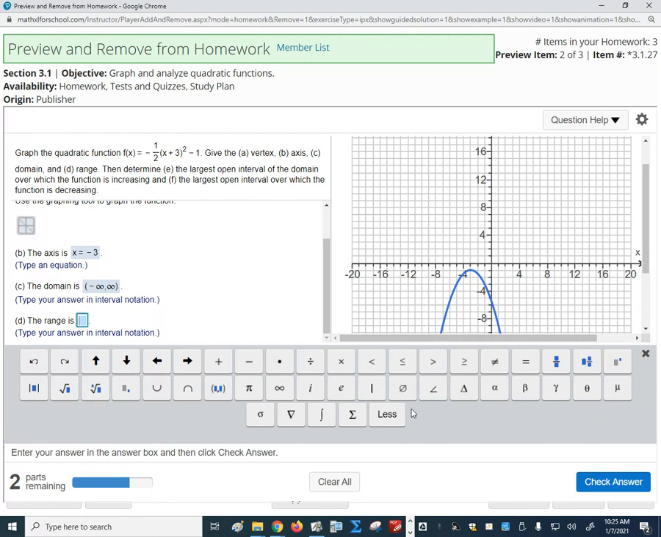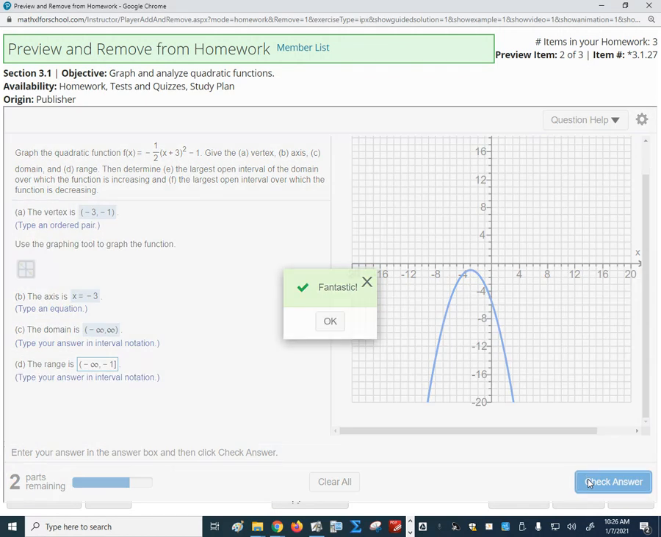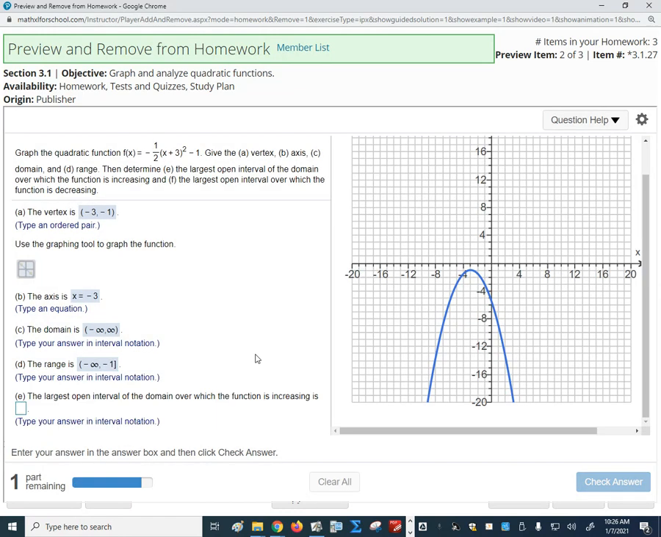I would just have to go parentheses, negative infinity, comma, -1 bracket. Is that right? Is that how you do it? Yeah, I usually just use the parentheses on the keyboard. Oh, right. Okay, good. Yeah, that does make it quicker. So far, so good. Now, what about the last two?